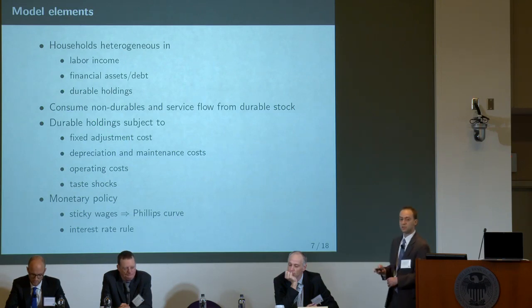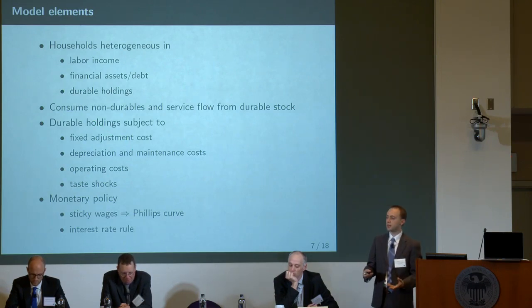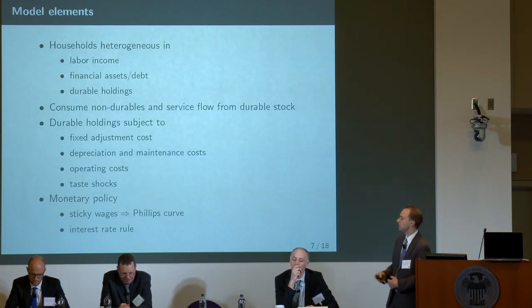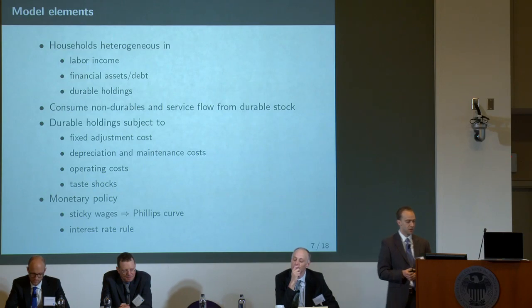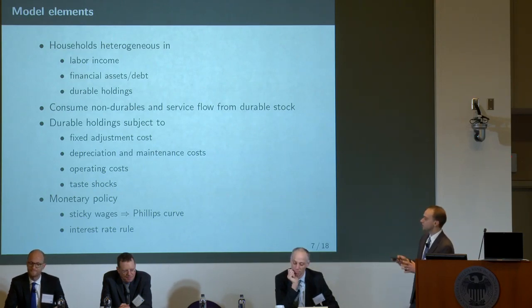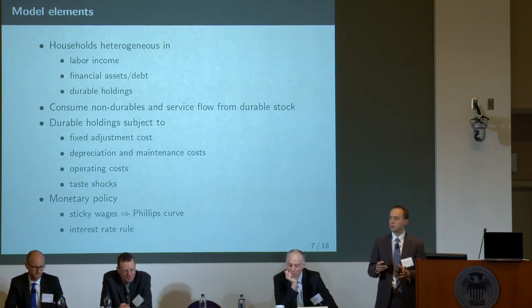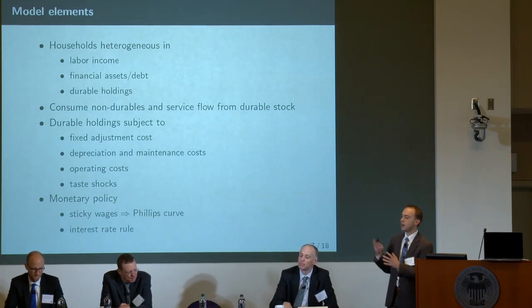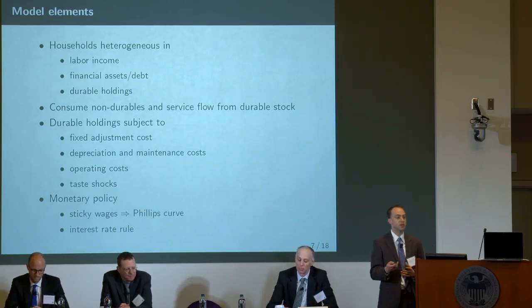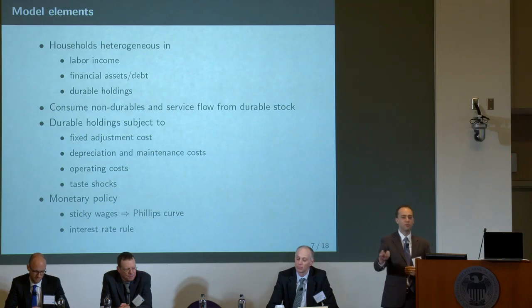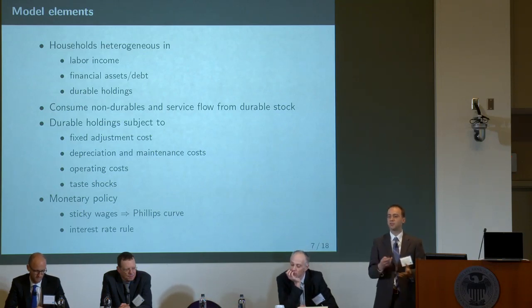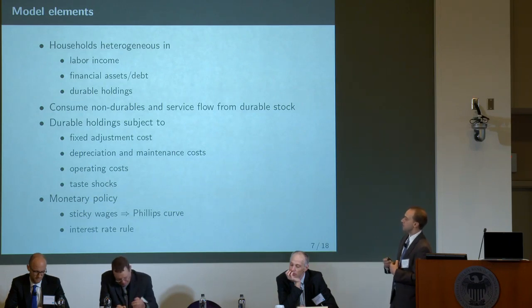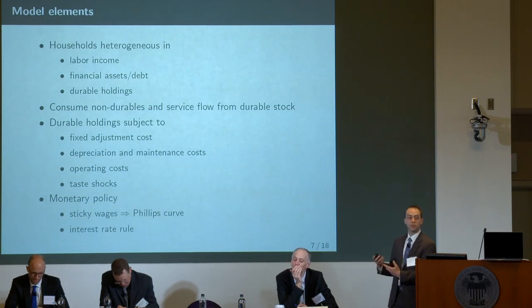They undergo depreciation and the households have to pay maintenance costs. Their operating costs, so think if you own a house, you have to pay some property taxes. If you own a car, you have to buy gas for it. And then a last ingredient is taste shocks. So what taste shocks do is they make people sort of want to adjust for reasons that are a little bit unrelated to depreciation or income fluctuation. So you get a job offer in a distant city, you're going to move houses even if you're perfectly happy with your house. Or maybe you have a kid and you want to buy a bigger car. It's sort of something that's outside the model that makes you want to adjust durables.